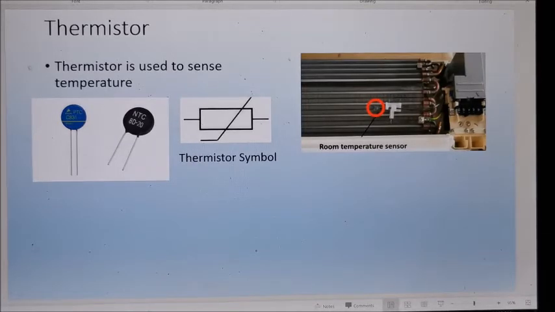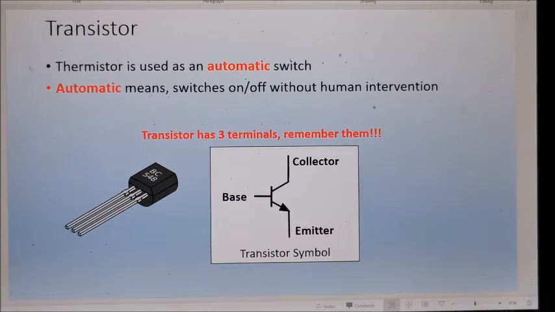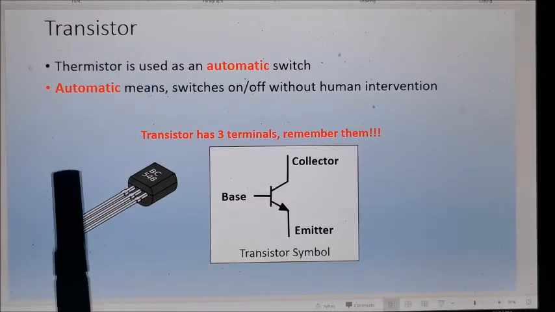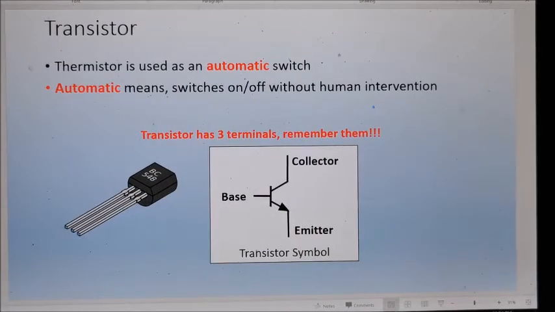Now the next component that I want to introduce to you is the transistor. It's an important component for you to know, all right? Because we're going to study sensor circuits, right? Which is a big part of electronics within our syllabus. All right, transistor. All you need to know is, there are many applications for a transistor, but to you, a transistor is used as an automatic switch. That's all you need to know.